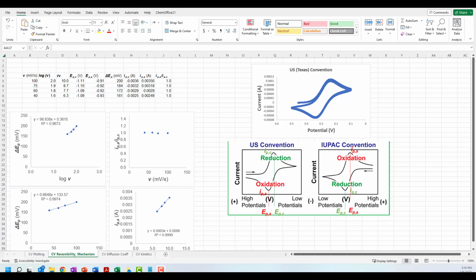Once you've got your CV data imported successfully, and you've done that for all the scan rates, and you have modified the data in such a way that you are producing a plot of either US or IUPAC convention, then you can go on to evaluating the reversibility and the mechanism of the electron transfer event.